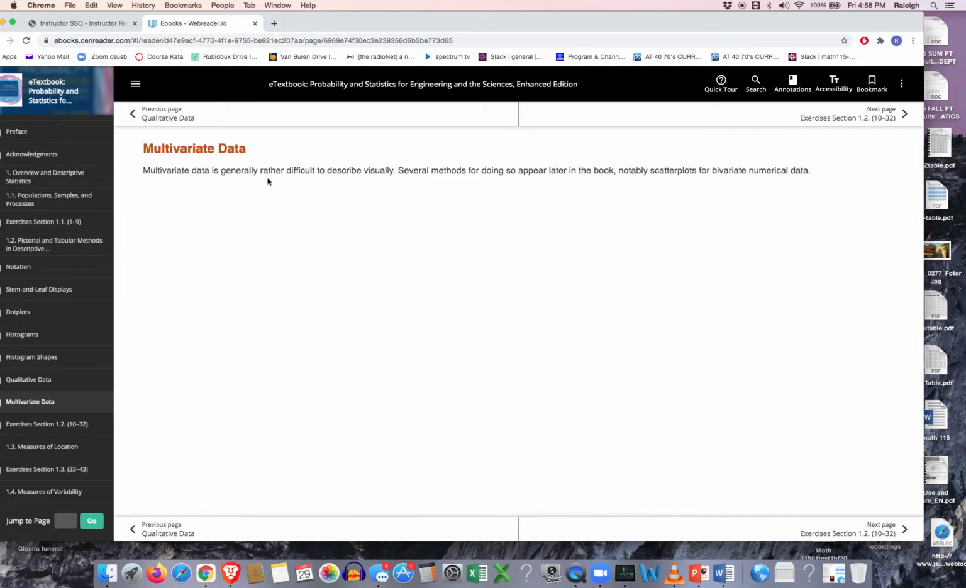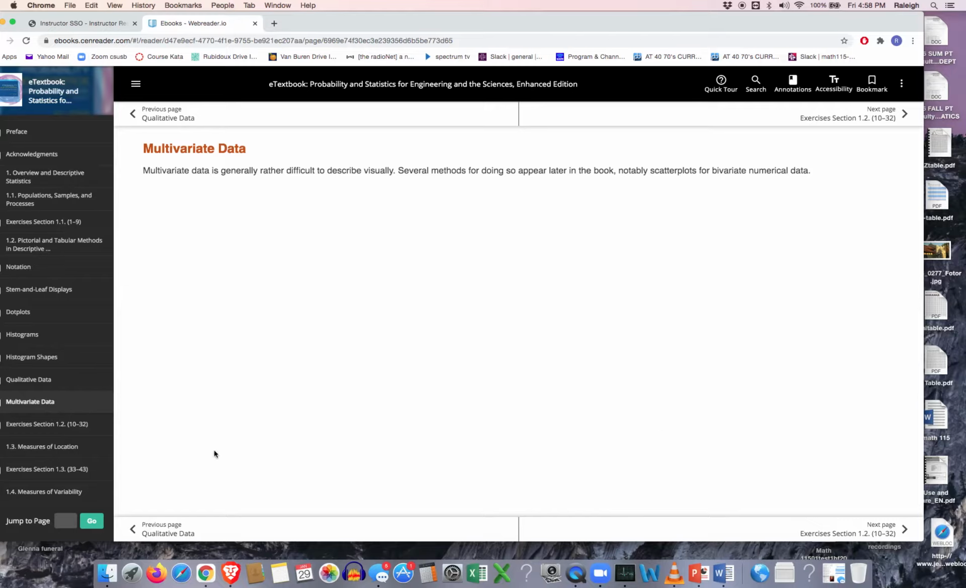So multivariate data is generally rather difficult to describe visually, but there are methods to do so. And I'm thinking of like three-dimensional data that computer programs could do a fantastic job with, and you can rotate it. And it becomes very interesting. You not only get a normal curve, you get more of a normal mound if you have three variables. But anyway, we're not going to do too much on that.